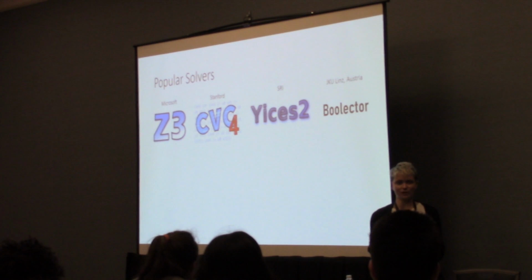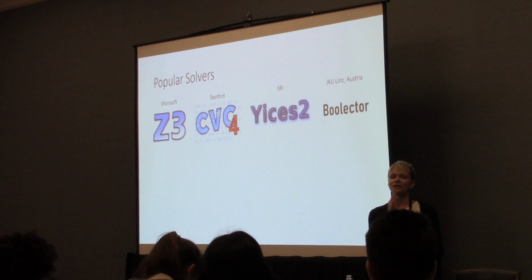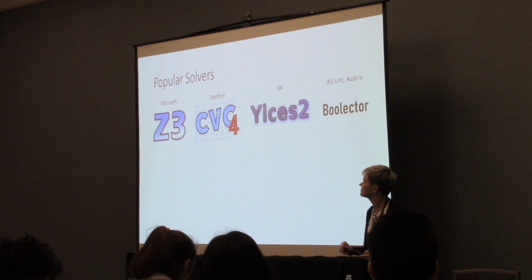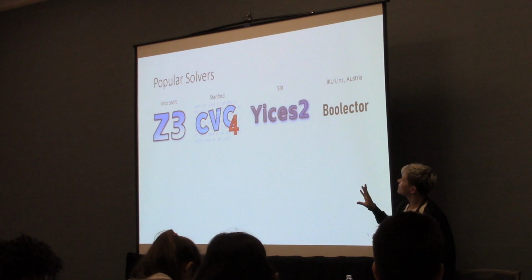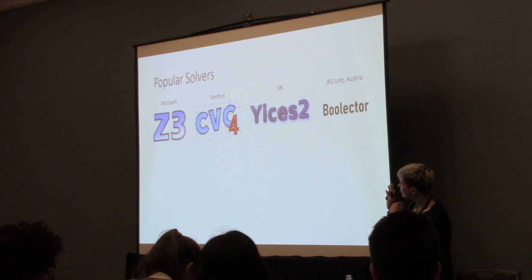Z3 from Microsoft Research is probably the most popular one because it might not be the fastest in any particular domain, but it's reasonably good across domains. So if you don't have any specific requirements, that's probably what you would use, and it's open source and freely available. There's CVC4 that does some of the things faster. I don't know much about the others, and Boolector is recently very popular if your constraints only involve bit vectors and not integers or functions. And then it's very fast.